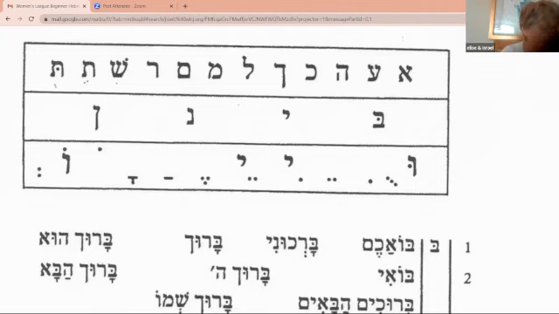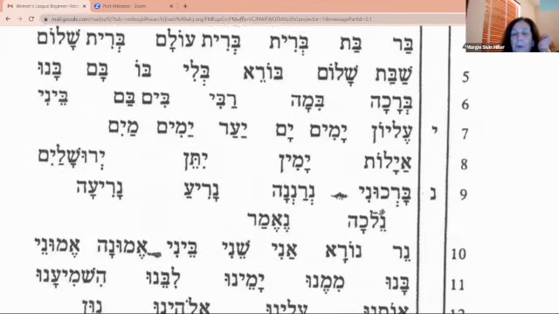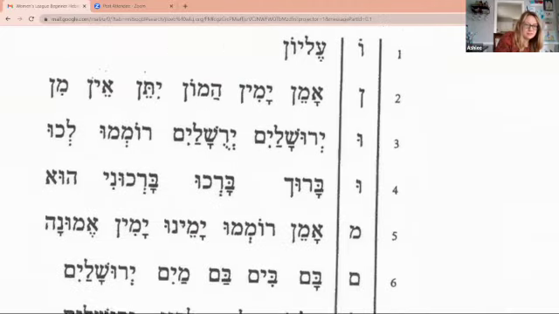Second line is a bet. He will have a cousin without the dot, but we don't know him yet. So bet, yud, nun, final nun. And then here come your vowels: oo, ee, ah, oh, eh. I'm not going to have us do all of this, but you can practice that.